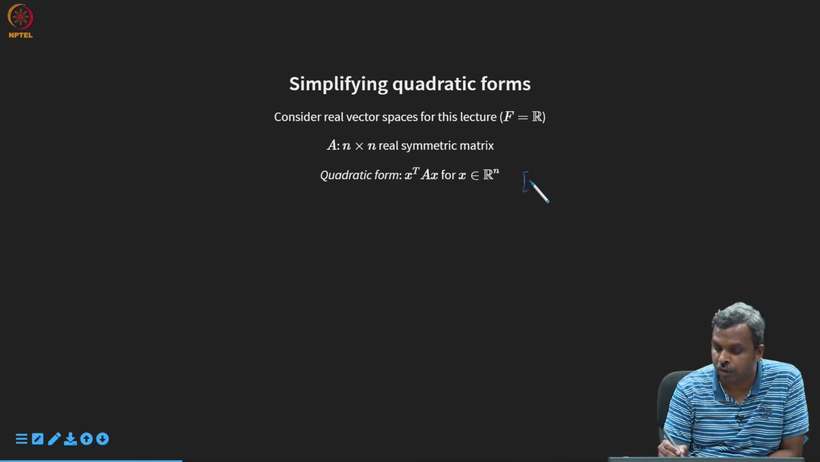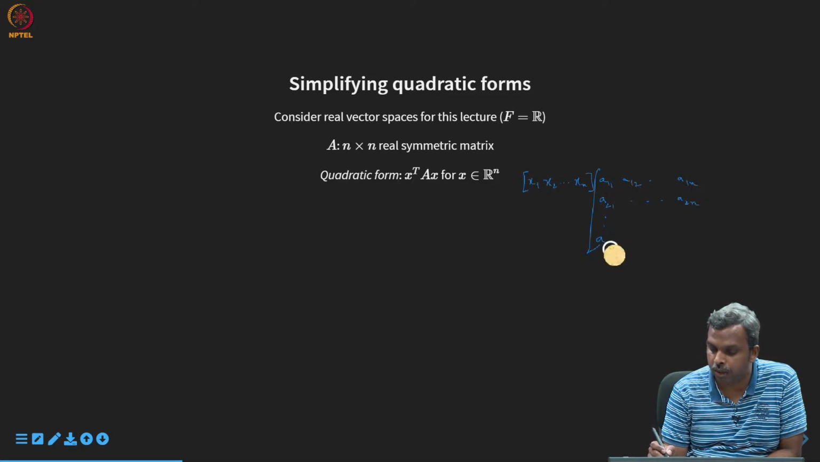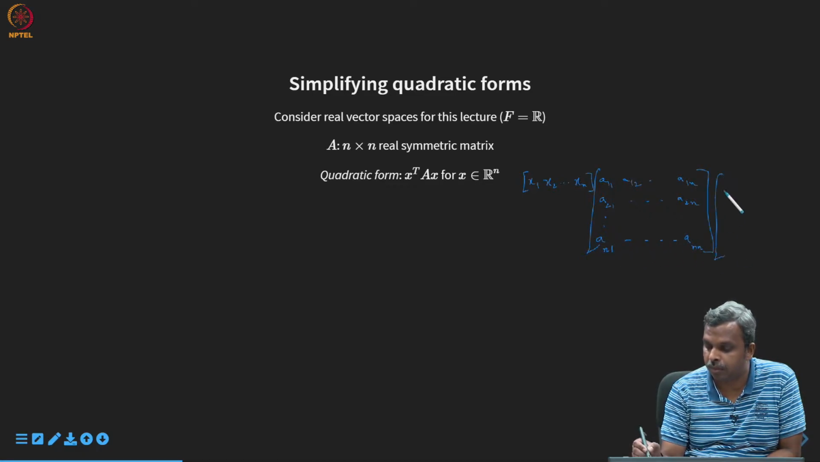In general, if you want to write x1, x2, xn times the matrix with rows a11, a12, a1n, a21, a2n, an1, ann, times the column x1, x2, xn, right? This is the quadratic form, isn't it? So this quadratic form is basically this.